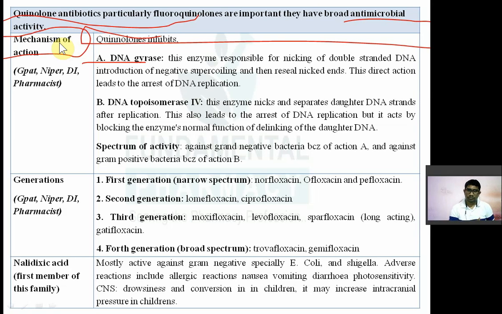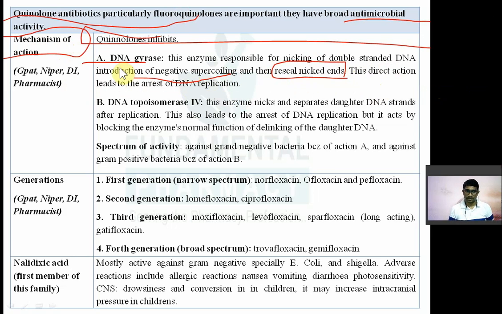So quinolone antibiotics bind to DNA gyrase and DNA topoisomerase. These two enzymes have different roles. DNA gyrase is responsible for the nicking of double-stranded DNA, introduction of negative supercoiling, and then resealing the nicked ends. That means after replication ends, the end that is left should be sealed by a particular sequence of base pairs. That sealing and relieving of supercoiling is a function of DNA gyrase.